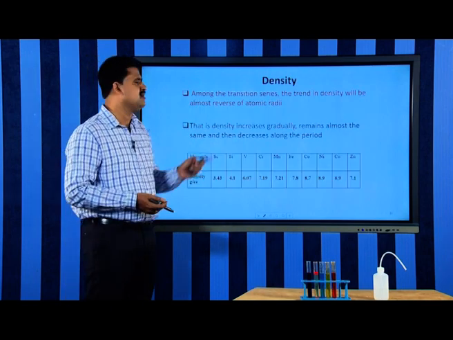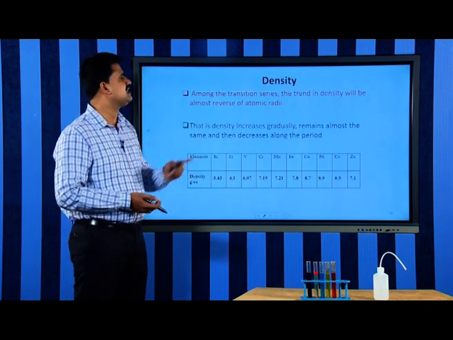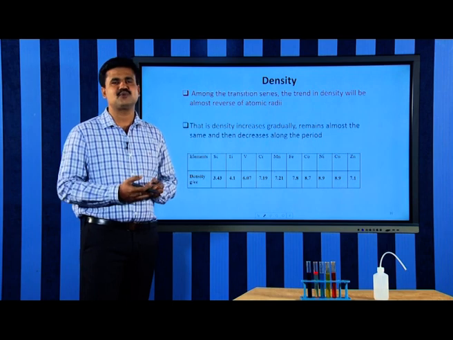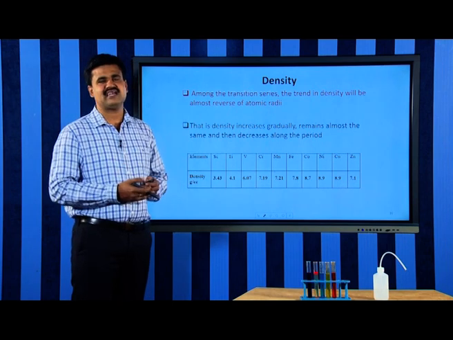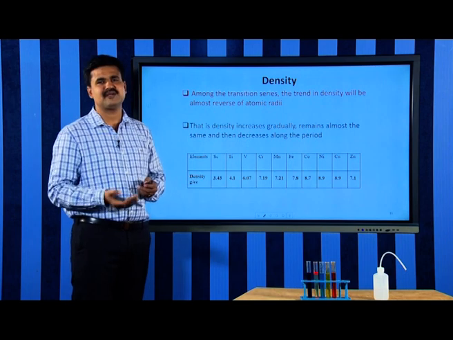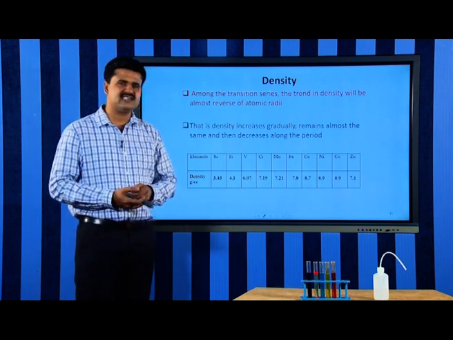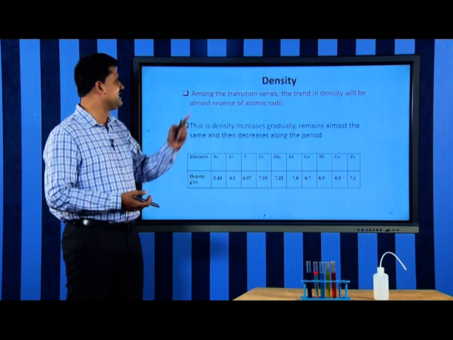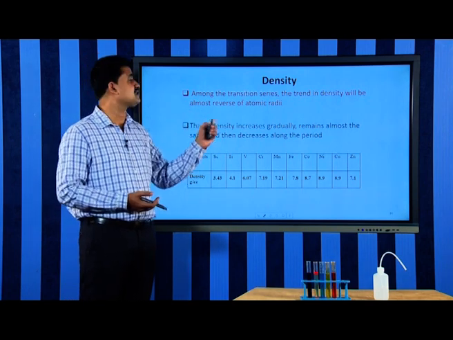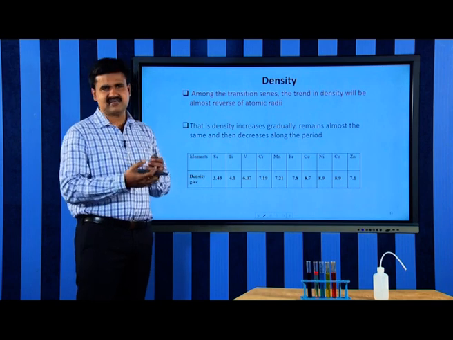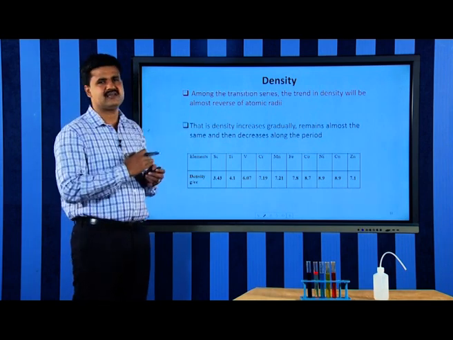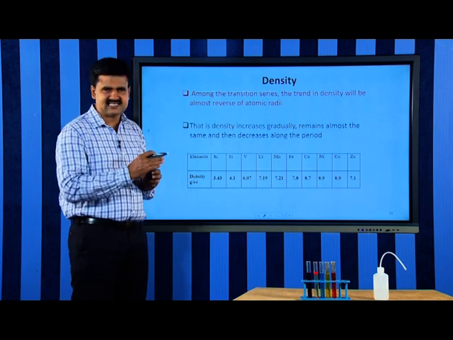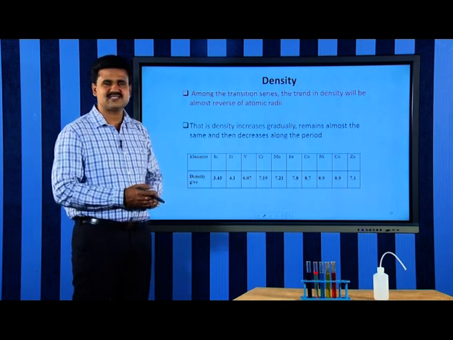Now another important characteristic feature, that is density. Density can be calculated by using the expression, simply density equals mass by volume. That is, density of an element is the mass per unit volume of that element, and we are discussing the density of the transition elements. Among the transition series, the trend in density will be almost reverse that of atomic radius. That is, we learned that atomic radius decreases from left to right across the period, but the density shows nearly the opposite trend, that is, density increases from left to right across the period.